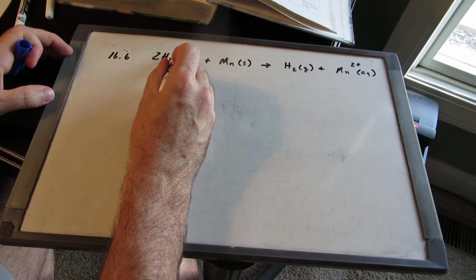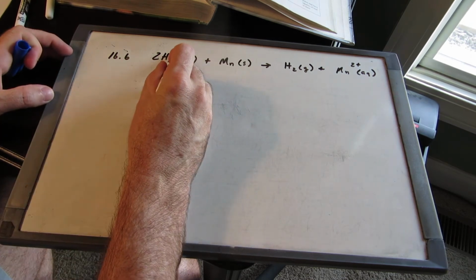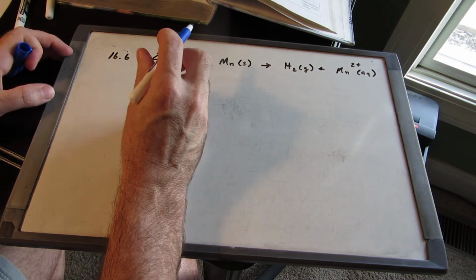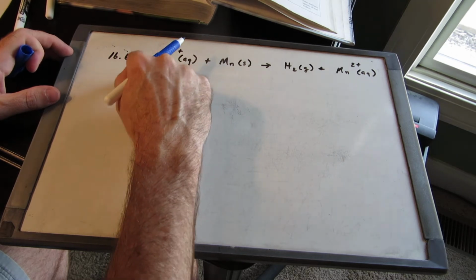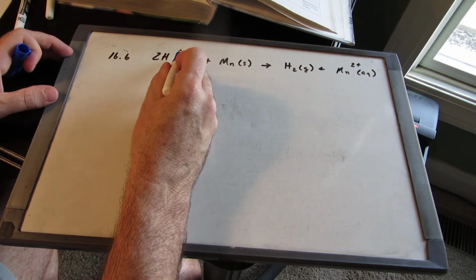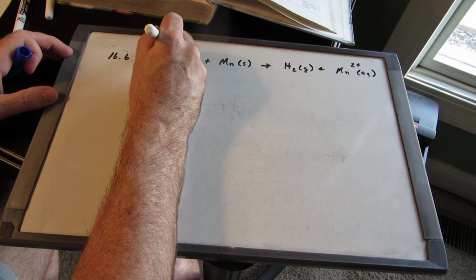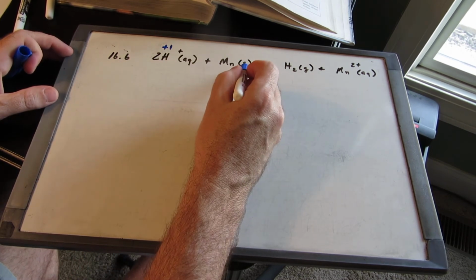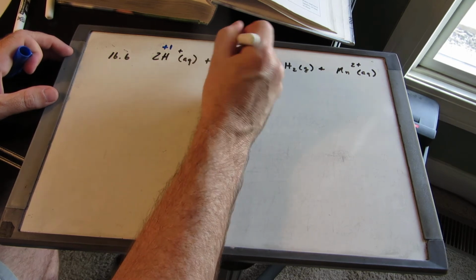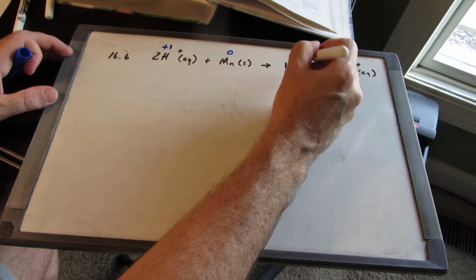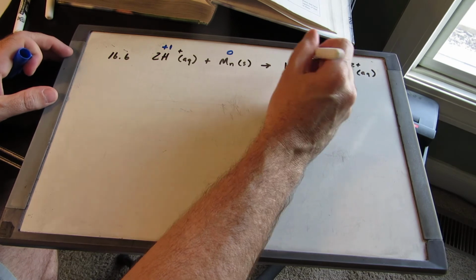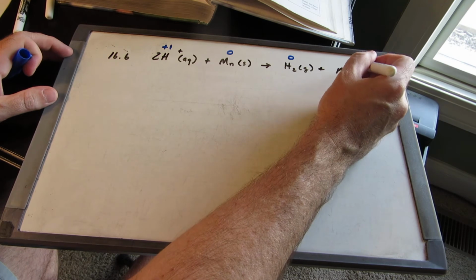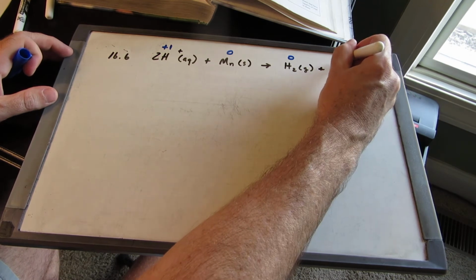The first step is to figure out the oxidation numbers. For hydrogen plus, it's the charge, plus 1, over the number of atoms. And also this isn't H2, I'm sorry about that. So it's just H plus. Charge divided by the number of atoms, so that is plus 1. Manganese is all by itself, and the charge is 0, so that's going to be 0. Hydrogen gas has a charge of 0, 0 over 2 is 0. And then manganese would be positive 2 over 1, so plus 2.